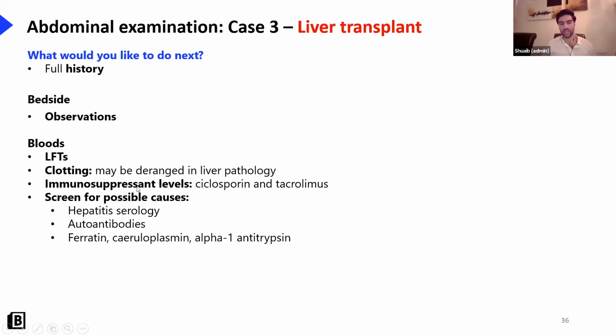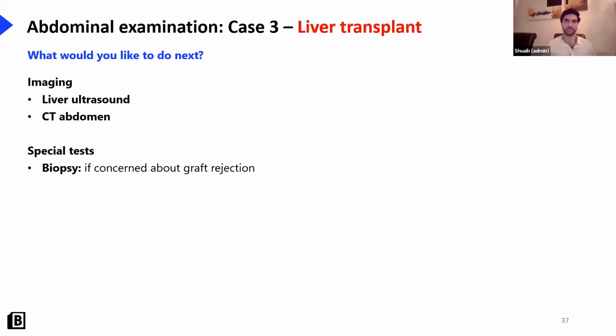As I said, you can check immunosuppressant levels to see if they are in the therapeutic range or if they are too high. And then you can screen for possible causes of the liver transplant. So why the patient had underlying liver disease, things like hepatitis, serology, autoantibodies, metabolic causes. You can literally just list a few common things here. And as always, bedside, bloods, imaging, special tests.